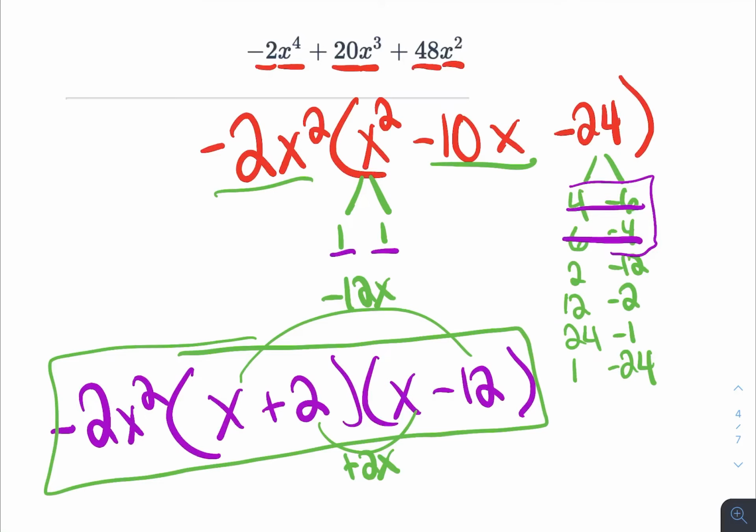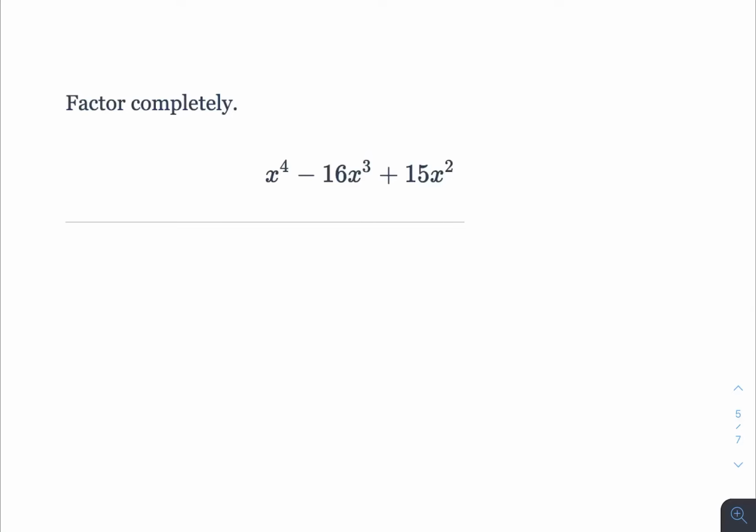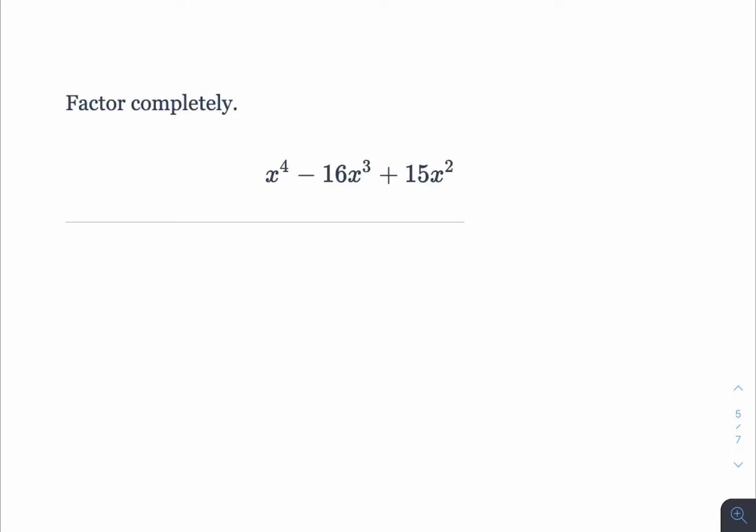And so our final answer has to include that GCF that we took out. So our final answer would be negative 2x squared, then in parentheses, x plus 2, x minus 12. So we have two more examples. You guys are going to pause your video here. You have this example here. Try to take out a GCF first, then start working on the actual problem. So again, pause the video, then you can start it back up once you're done to check your answer.